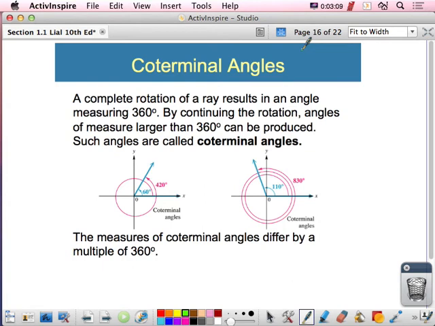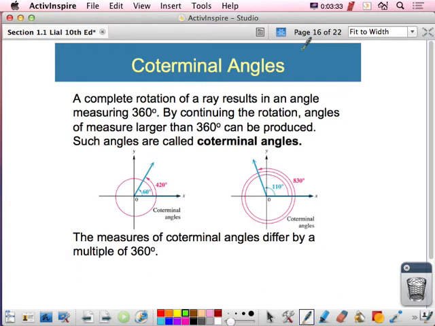So a complete rotation of a ray results in an angle measuring 360 degrees. If we continue the rotation, angles of measure larger than 360 can be produced. This probably most of you understand better from skateboarding. You're like, oh, I did a 360, I did a 540. That would be like 1.5, right? Or a 720 would be 2 full rotations.